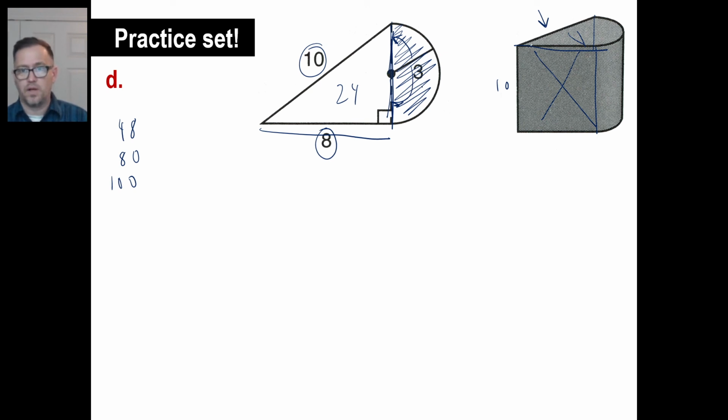Okay, so we know the area formula is pi times the radius squared, and 3 squared would be 9. So 9 times pi. That'll take care of the top and bottom, right? Because that's a half plus another half, that's the whole thing. So 9 times 3.14, we'll call it 28.26.